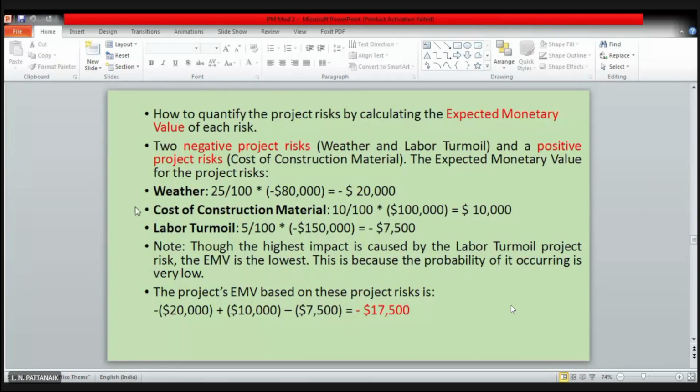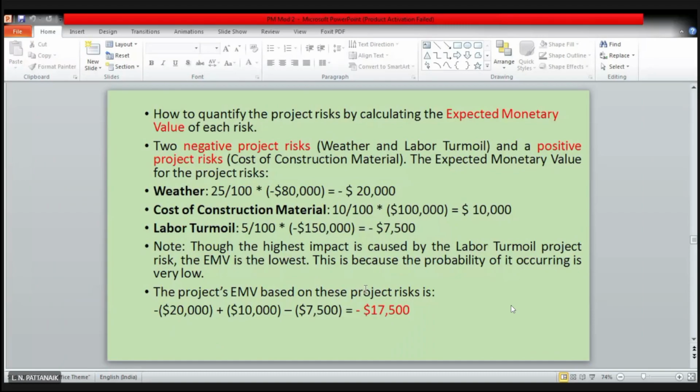For example, for weather, you are finding this 25% multiplied by minus 80,000, so minus 20,000. Cost of construction material will be 10%, so 10 by 100 multiplied by 1 lakh, so that is 10,000, but it is a positive value. And labor turmoil is again negative, right? It is just 5%, so the value is less. Note, though, that the highest impact is caused by the labor turmoil.